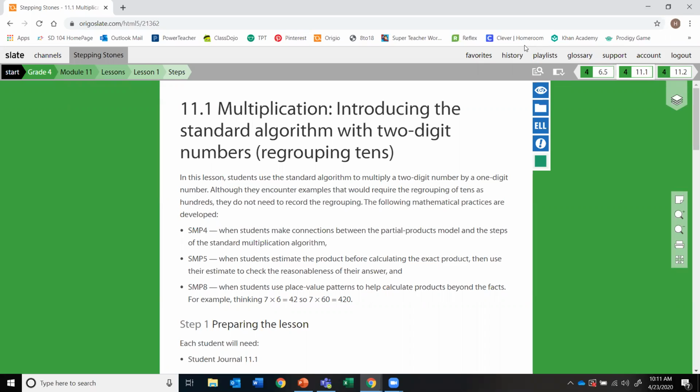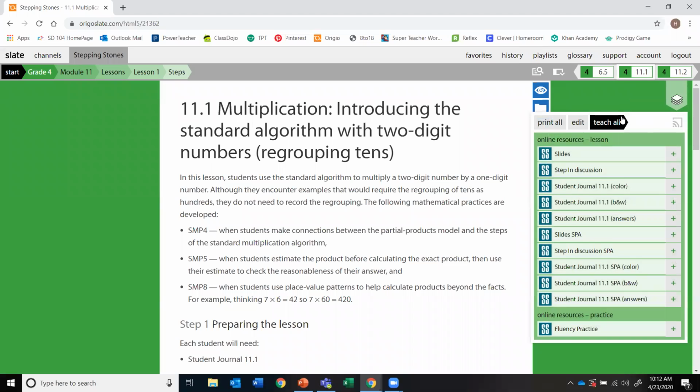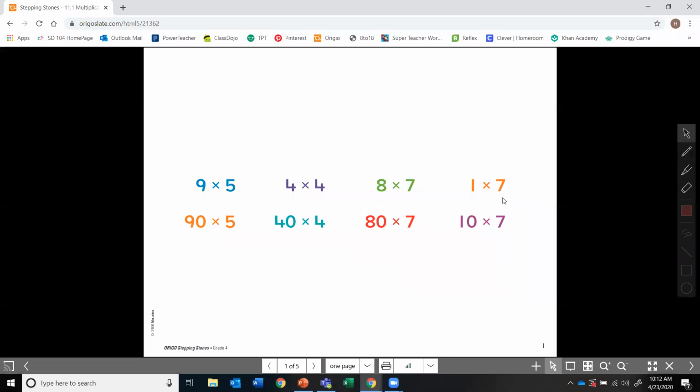Last week you were working on ounces and pounds. This week we're going to focus on multiplication. We're going to start working with 2-digit by 1-digit and moving on to do 2-digit by 2-digit multiplication. So I'm going to go ahead and go into the quick introduction.